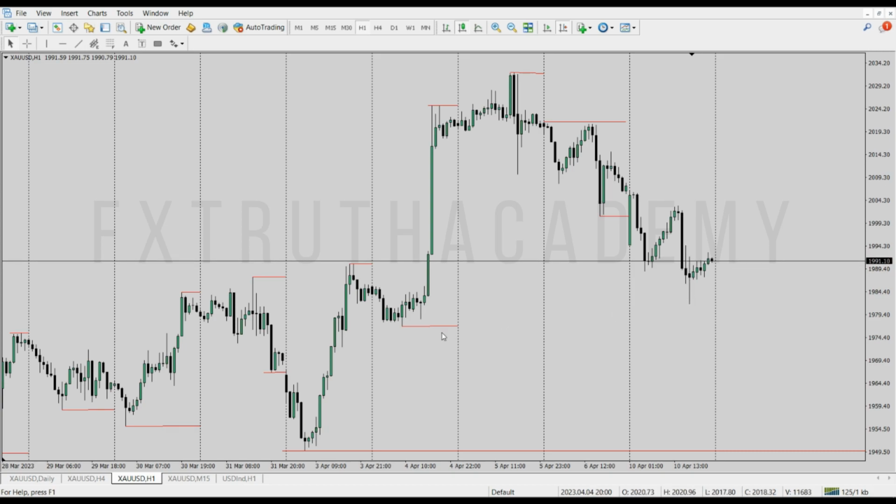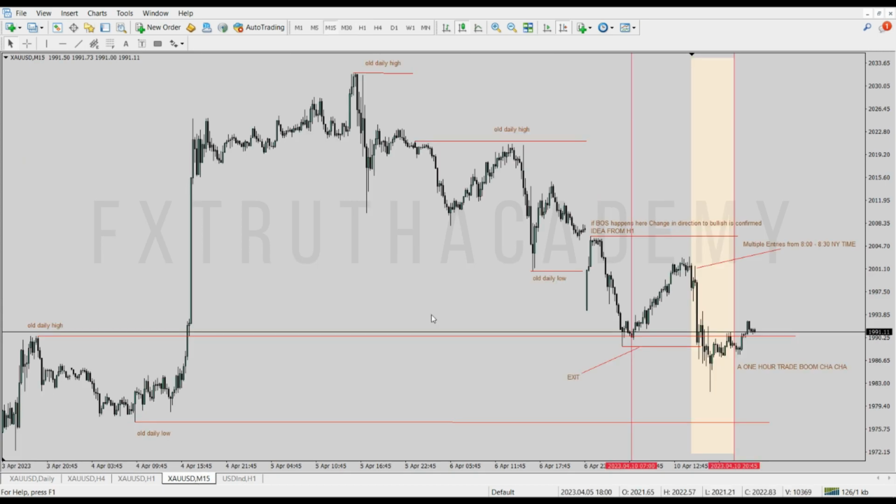Immediately the ICT New York Killzone came into play. So coming back to the 15 minute, you can see why I marked it up. I marked out that high. This is the high from the 1 hour. I said if a break of structure happens here, change in direction to bullish is confirmed. That was the idea from the 1 hour. So you can see the way I outlined this. I outlined this in real time even before this whole price action actually happened, and I can actually show you a screenshot, and I'm going to be showing you that screenshot at the end of this video.